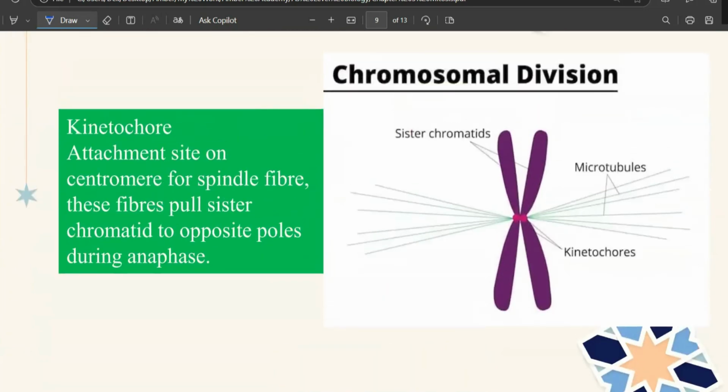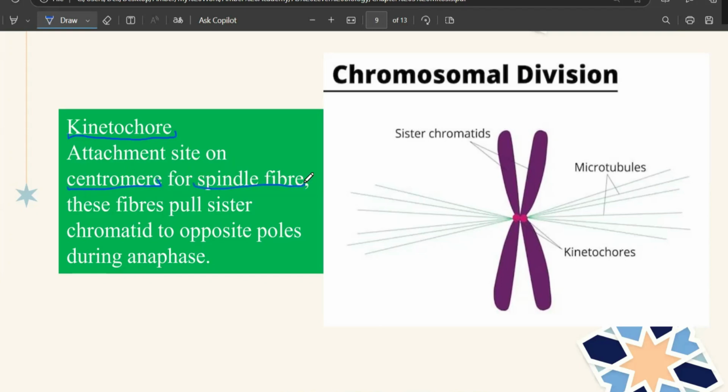Now, the other thing that we have to study, so these are basically the components that you need to keep in mind while you're drawing the chromosome. So the other component that you're expected to draw is kinetochore. Okay, learn this word, kinetochore. So kinetochore is the attachment site on centromere for spindle fibers.